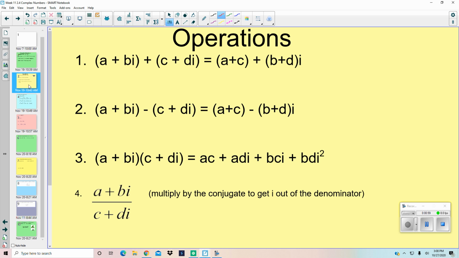So here are the rules for adding, subtracting, multiplying, and dividing. For adding and subtracting, you're just combining like terms. For multiplying, you'll be doing FOIL. And then for dividing, you'll be multiplying the numerator and the denominator by the conjugate to get i out of the denominator. And I'll show you an example of each.